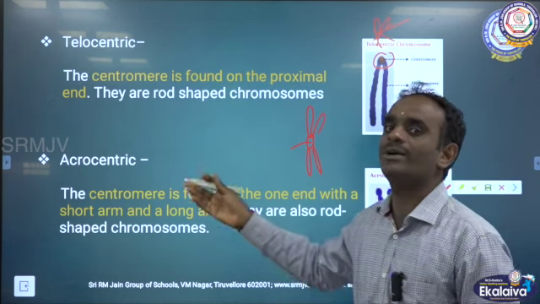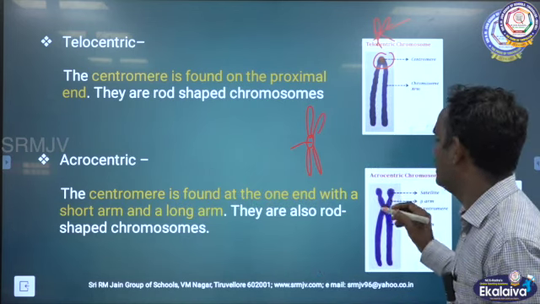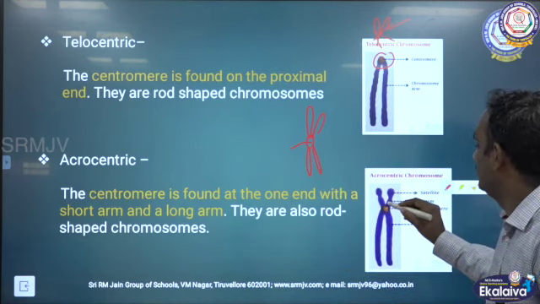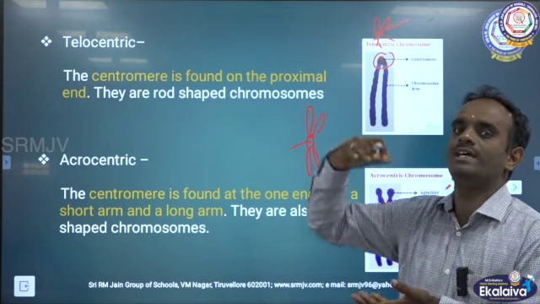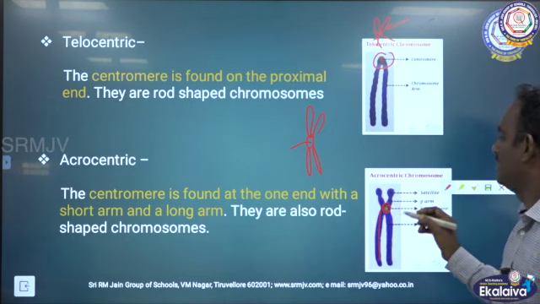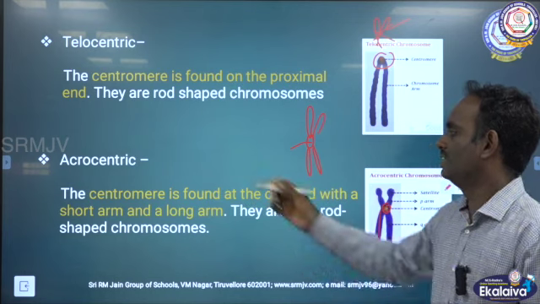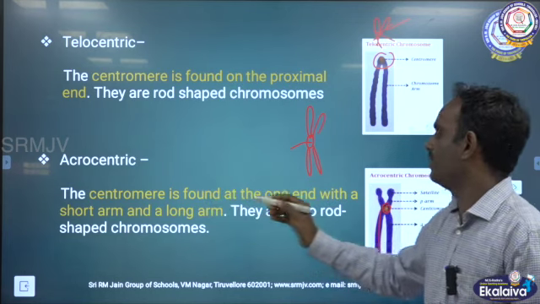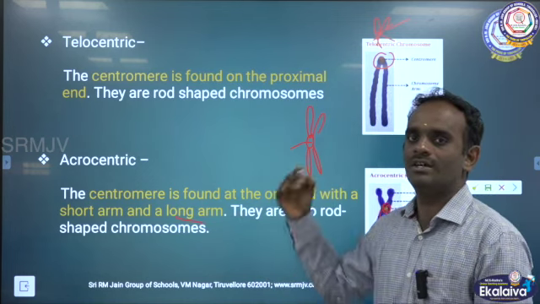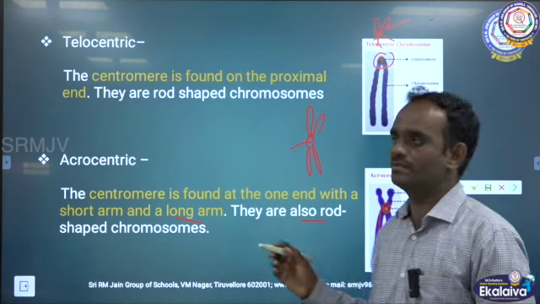The next one is acrocentric. The centromere is found at one end with a short arm and a long arm. See here, the centromere is present here. One side it is a short arm and another side it is a long arm. Such type of structure is said to be acrocentric chromosome. Once again I am repeating, the centromere is found near one end with a short arm and a long arm. They are also called rod shaped chromosomes.